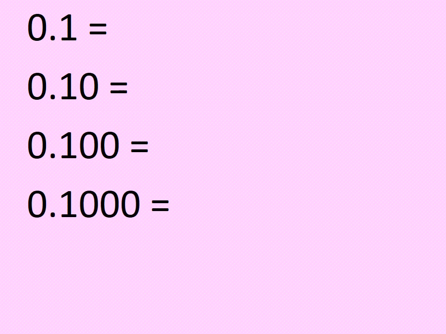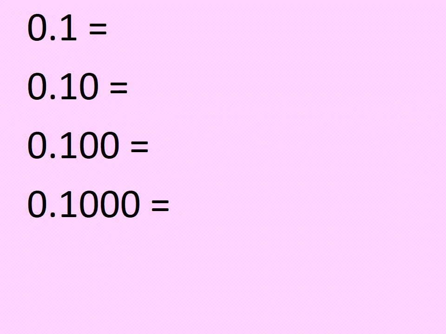So 0.1 is equal to 0.10, is equal to 0.100, is equal to 0.1000. You can keep adding zeros on there forever. It does not change the actual value of the number. As long as you're talking about at the end of the number after a decimal point, those zeros don't change the actual value. I noticed a lot of people having trouble with that in class.